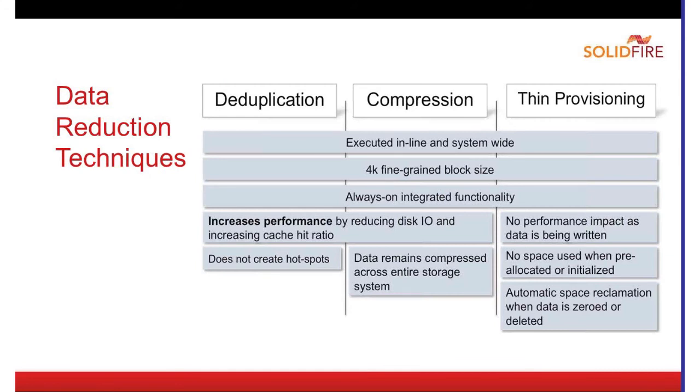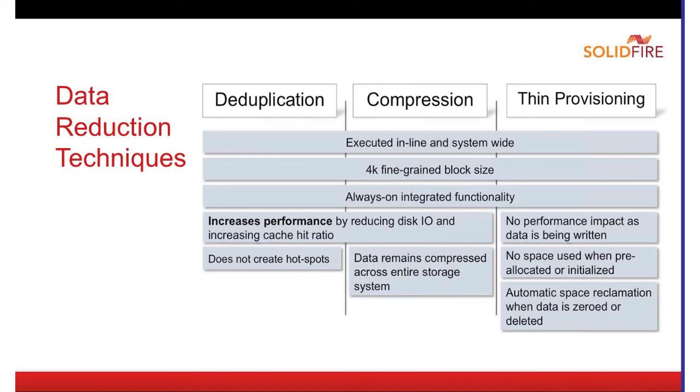So I just want to take a quick look at how we break down the data reduction technologies that we use and the benefits of each of those. Obviously these technologies all reduce the amount of storage capacity you need. They have a couple of other aspects in common as well. First of all, we execute all of these technologies inline and system-wide. So they run across the entire data store in real time as data is coming to the system.